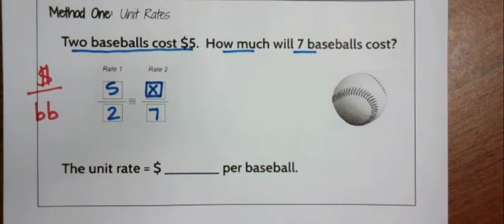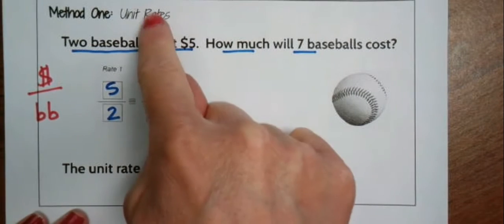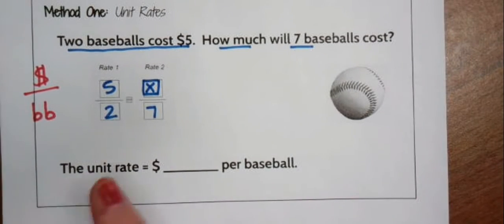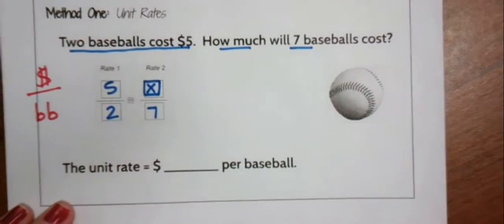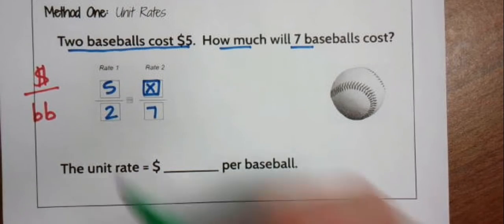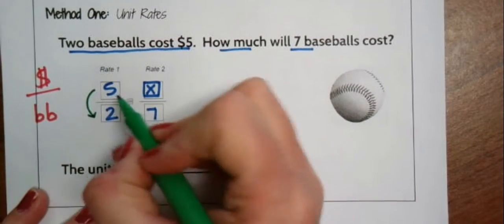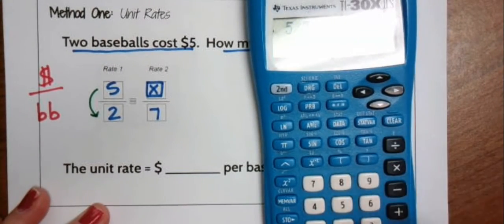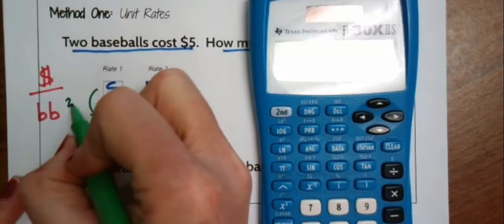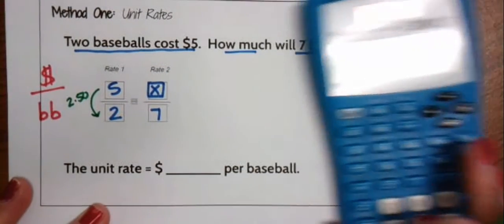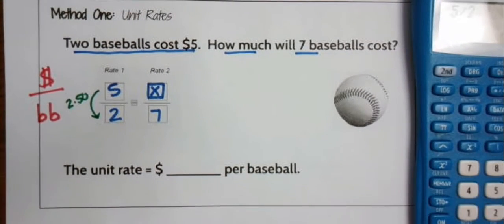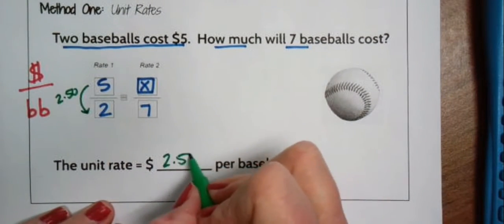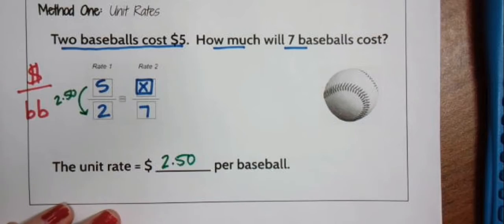Well, we can use the idea of unit rate, which is a vertical relationship. So when I find the unit rate, I'm going to figure out how much do I pay for 1 baseball. And to do that, I would divide 5 divided by 2. And when I take 5 divided by 2 in my calculator, I get 2.5, which is $2.50. Okay, so $2.50 is what I'm paying for each baseball. $2.50 per baseball.